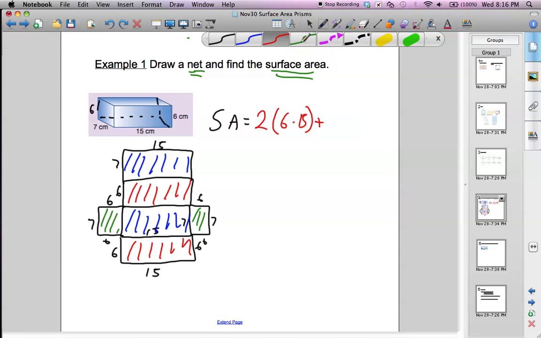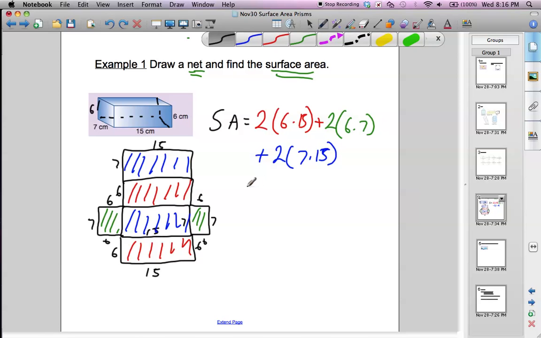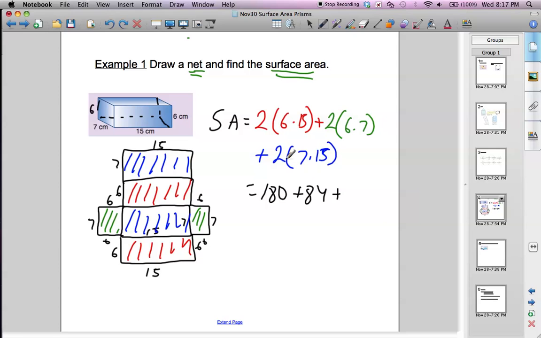We've got 2 green rectangles, which are 6 by 7s. And we've got those 2 blue ones, which are 7 by 15s. Okay, so we're just going to do this calculation now. 2 times 15 is 30, times 6 is 180. This is 6 times 7, that's 42, so 2 times that is 84. 2 times 15 is 30, times 7 is 210.